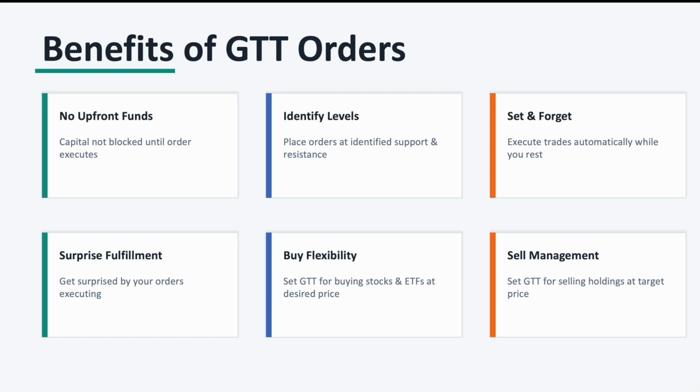Okay, buy flexibility, which means that you can buy stocks and ETFs and whatever can be traded in the market, you can buy all of those things. Even bond ETFs, any kind of ETF you can buy, or any kind of stock you can buy. Sell management, basically when you have a target in mind, okay, I want to take 10% profit or I want to sell it at a particular price, then you can do your GTT orders in that manner. Okay, you can create multiple GTT orders which will be executed when the time arrives.